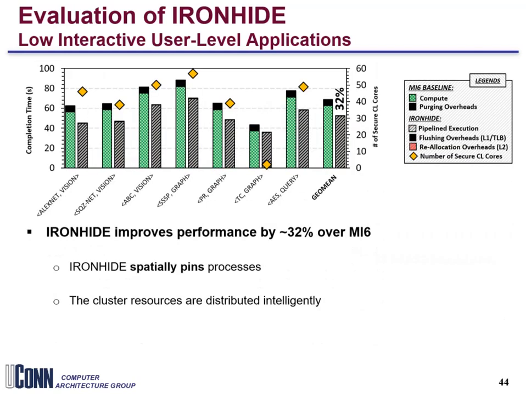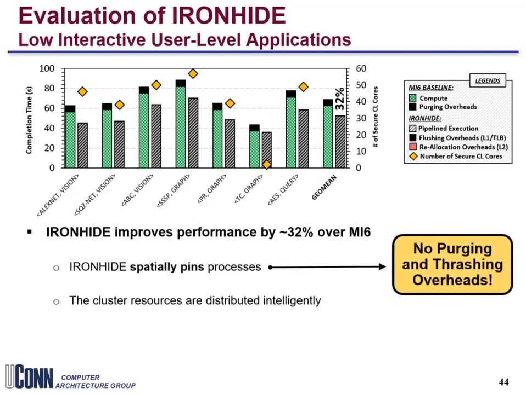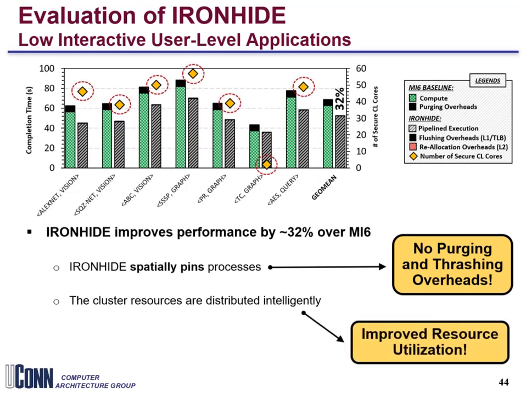To do an apples-to-apples comparison in terms of strong isolation, we compare MI6 with IRONHIDE in this figure. The left y-axis shows the completion time of the applications, whereas the right y-axis shows the number of core-level resources reconfigured by IRONHIDE to achieve load-balanced performance. Clearly, IRONHIDE performs 32% better compared to MI6, primarily because IRONHIDE pins the secure processes to the secure cluster, by means of which it does not experience the purging and thrashing overheads which were observed for MI6 before. Moreover, the dynamic hardware isolation capability of IRONHIDE enables intelligent distribution of cluster resources, which results in improved resource utilization.